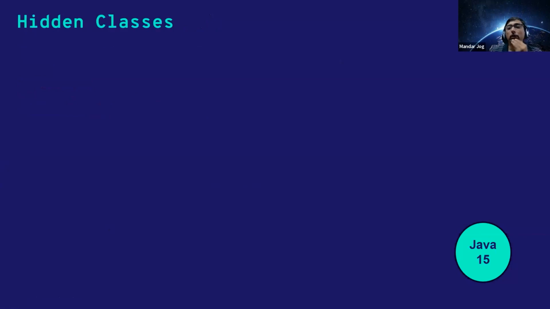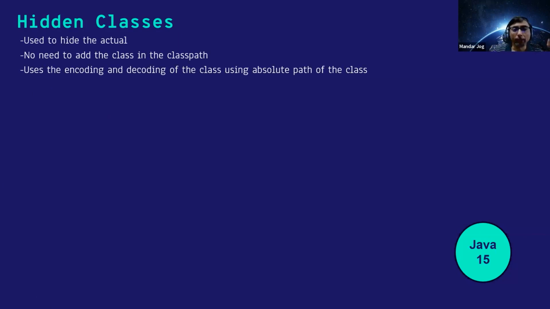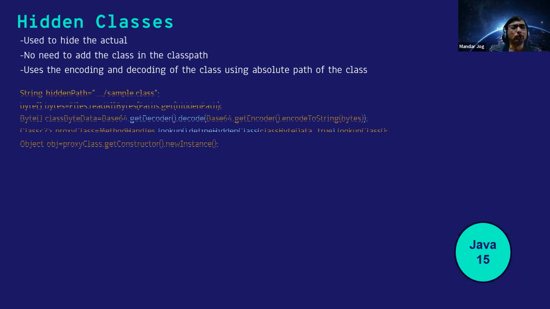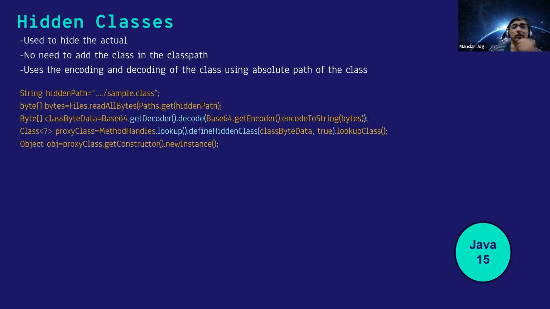Another thing in Java 15 is hidden classes. I don't want to talk much about that, as I don't think it will be much clear to you. But it is used to hide the actual class. There is no need to add the class in the classpath, and it is used to encode and decode the class using the absolute path of the class. I'll just share the code here, the typical way to do that.